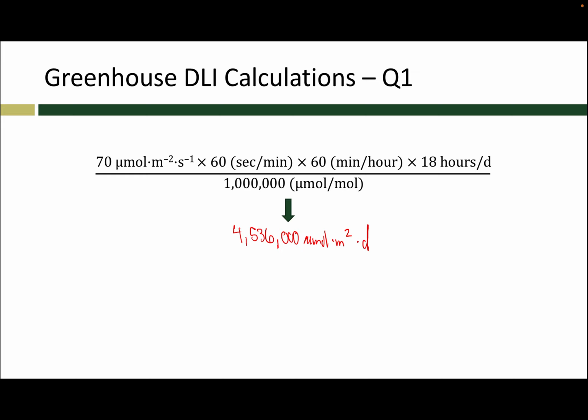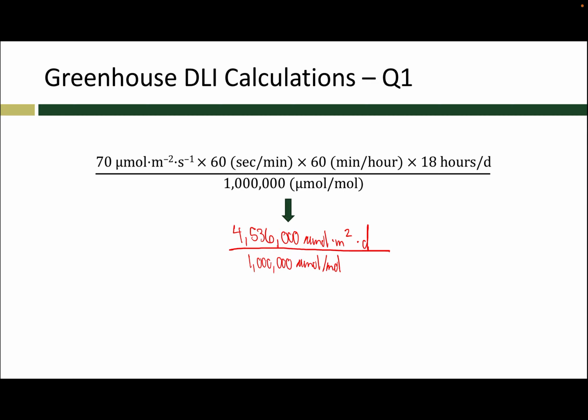And so what we've just done is we've converted all of our units. We've gone from seconds to days, and we still are dealing with units in this case of micromoles. We have 4,536,000 micromoles per meter squared per day. But remember that we still have this ultimately being divided by 1 million micromoles per mole. And so in this case, what we can do is simply just divide.